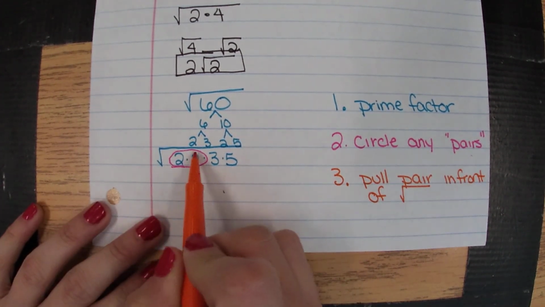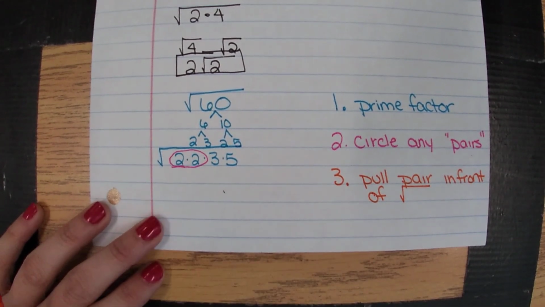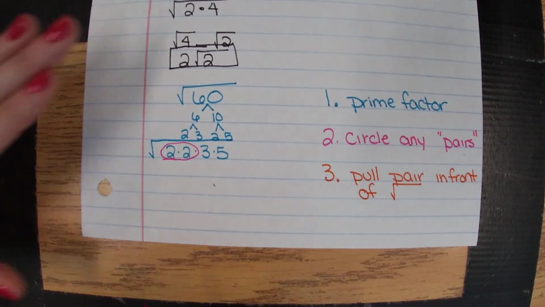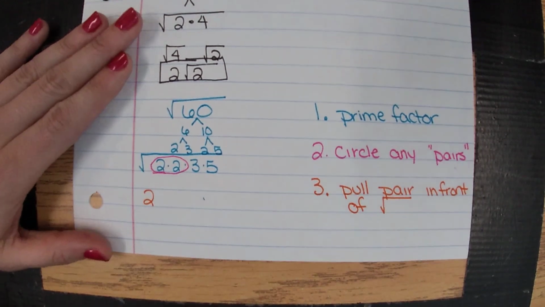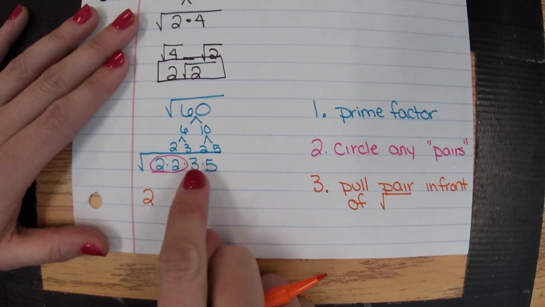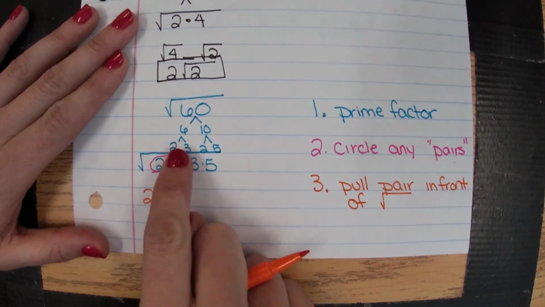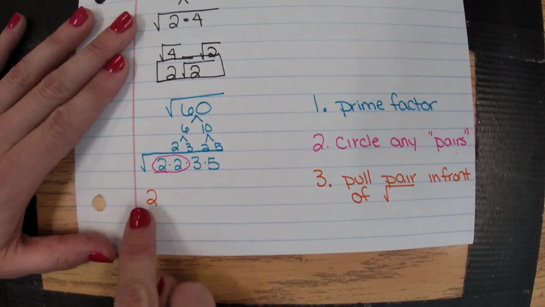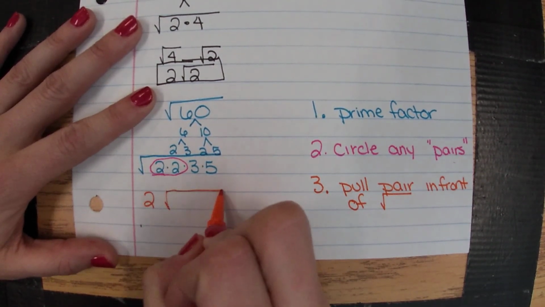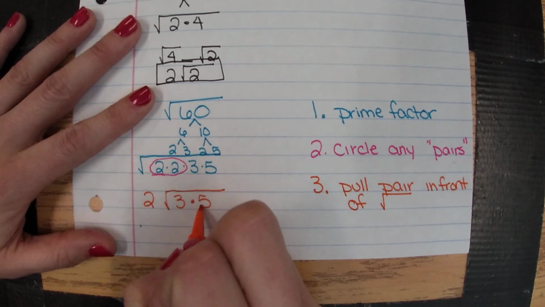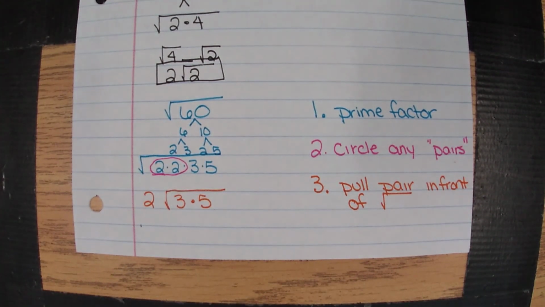Now, this is one pair. So one pair, it comes out one time. So I'm only pulling that 2 out one time because 2 times 2 is 4, but the square root of 4 is 2. Okay, anything that's not a pair still gets left over inside, stays where it's at.